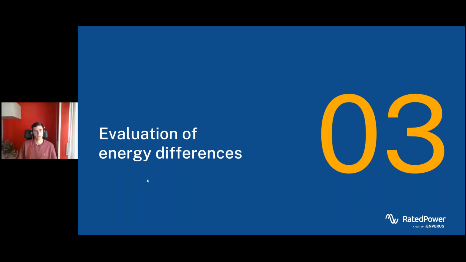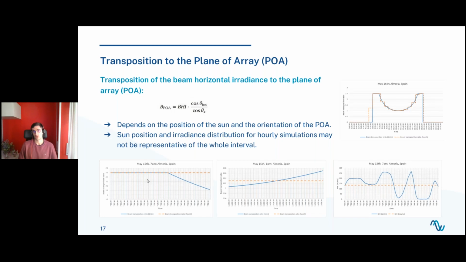observed. So first of all, going to the transposition to the plane of array, this is the moment where we are transposing the horizontal irradiance that we have to the plane of array. So horizontal irradiance will come from the meteorological data, and then we will convert it to the plane of array. And to do so, for the beam component, we will use the formula we can see here.